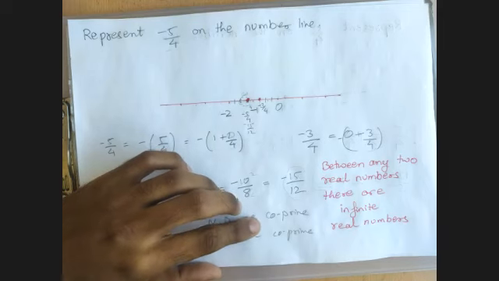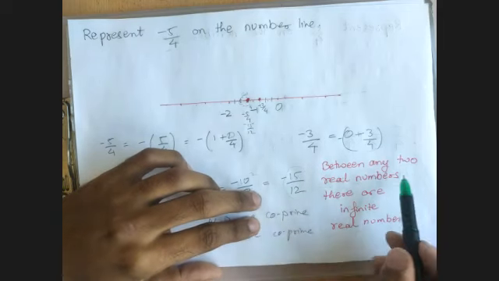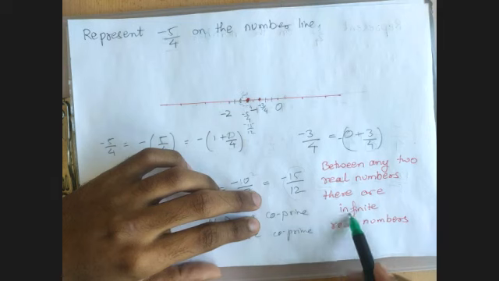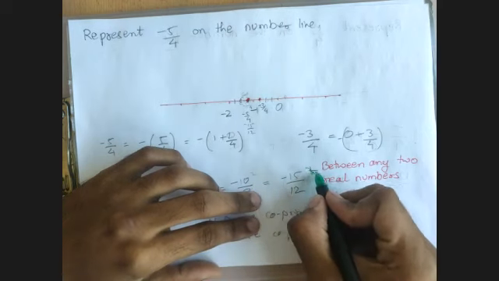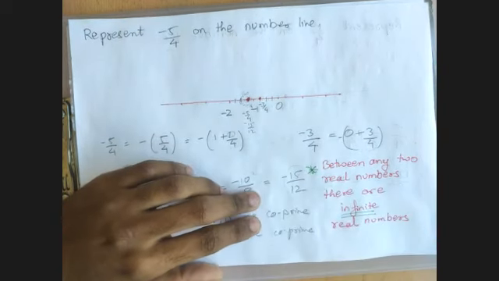And we have to always keep this in mind. Between any two real numbers, there are infinite real numbers. Between any two given points, there are infinite numbers. This is very important. Never forget it.